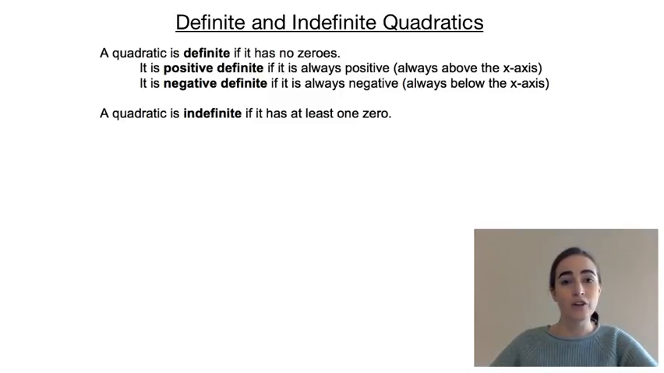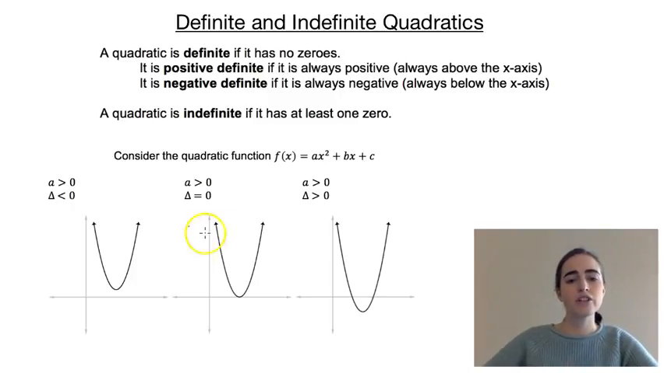If it has one or more zeros or x-intercepts, then we say the quadratic is indefinite. So I want to have a look at the general quadratic, ax squared plus bx plus c. Now there are 6 things that can happen here. First, we can have a look at when that a term is positive, so that means that our parabola is concave up. Then there are 3 things that can happen.